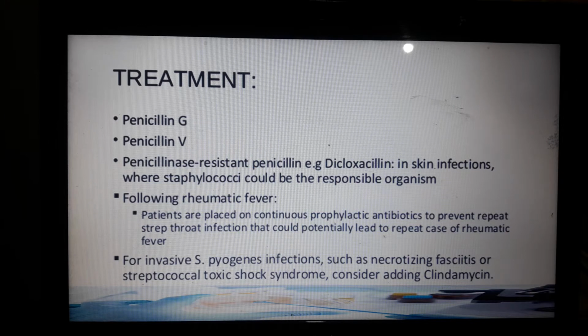Usually it is accompanied by scarlet fever. Scarlet fever is caused by Streptococcus pyogenes and leads to repeat cases of rheumatic fever. For invasive pyogenes infections such as necrotizing fasciitis, which is inflammation of the fascia, a tissue that connects the heel to the toes, or streptococcal toxic shock syndrome, consider adding clindamycin. That is considered invasive already.